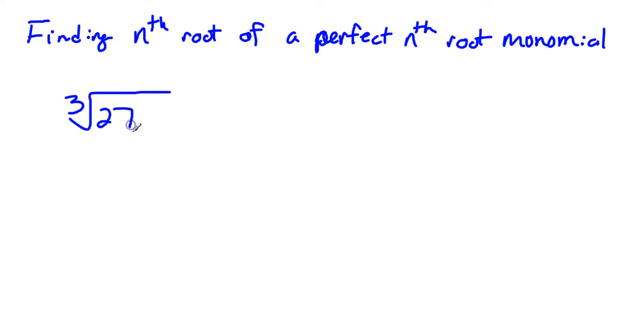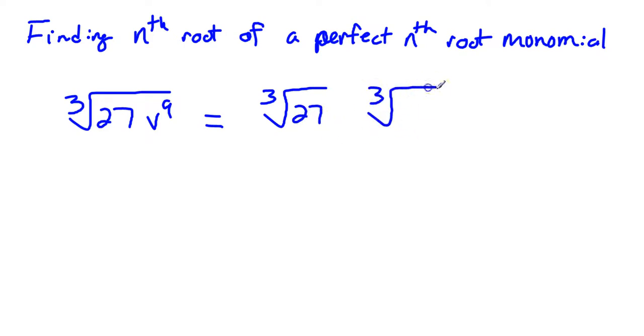Now, we're going to do it just like it was if it was a square root, that you can break this thing up into parts. If you've got the third root of 27 and v to the 9th, break it up into 2 parts. It's the third root of 27, and it's the third root of v to the 9th. Once you get to fourth root and fifth root, this part's really easy, because for the v, it's just 9 divided by 3. So that's v to the third.